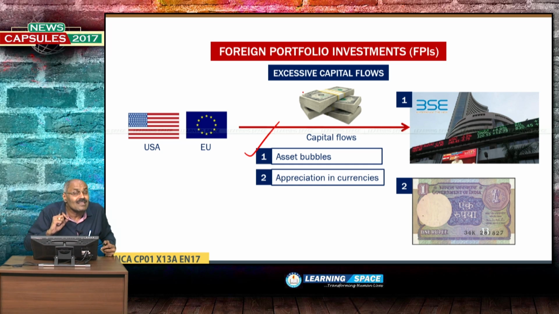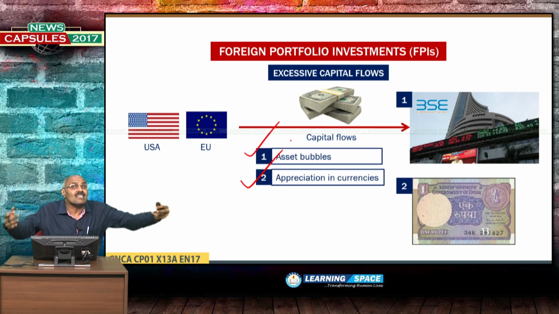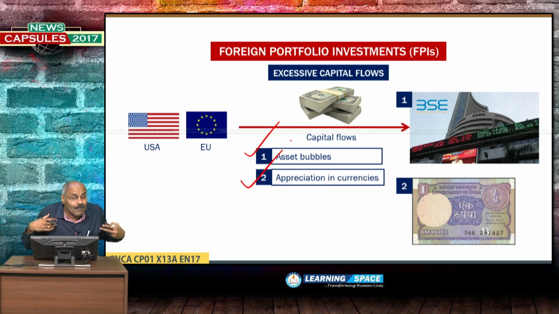We cannot say whether the increase in the stock market indices is an asset bubble or a reality, but in general, when capital flows take place, what happens? The stock market will also rise, and there is appreciation in currency. The Indian currency is also appreciating now. So, if someone asks a question, if excessive capital flows are there into the Indian market, then what will happen? Stock markets will rise. At the same time, there is every possibility the currency may appreciate.